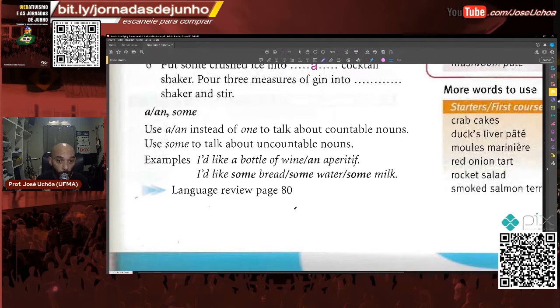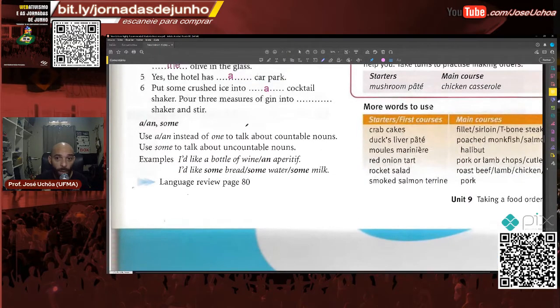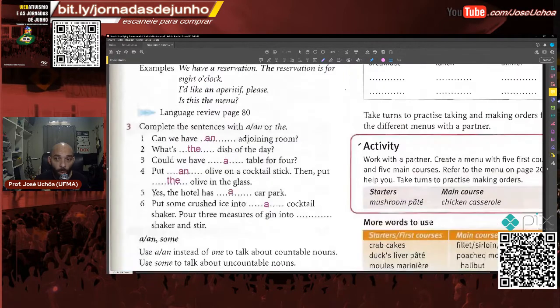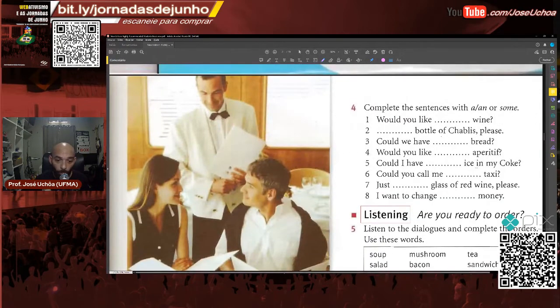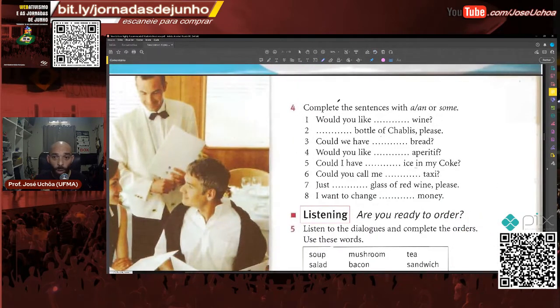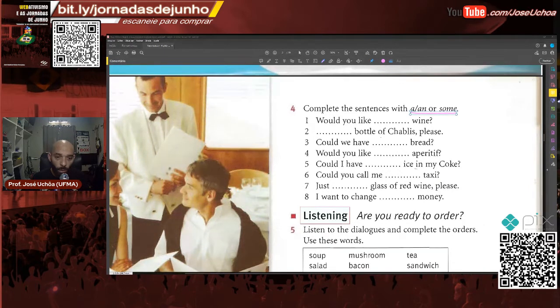That's why I say some money. But I can say I have one real coin in my wallet. Because in this case, I'm being specific about the currency. Okay, so this is the difference between a and some. So now we go to exercise 4. Complete the sentences with a or some. So here we have to decide if it's countable or uncountable.